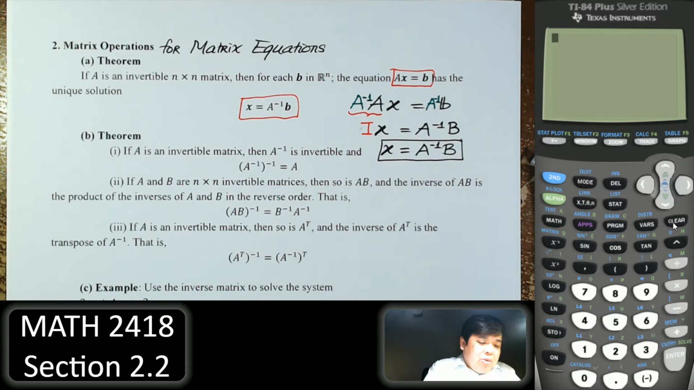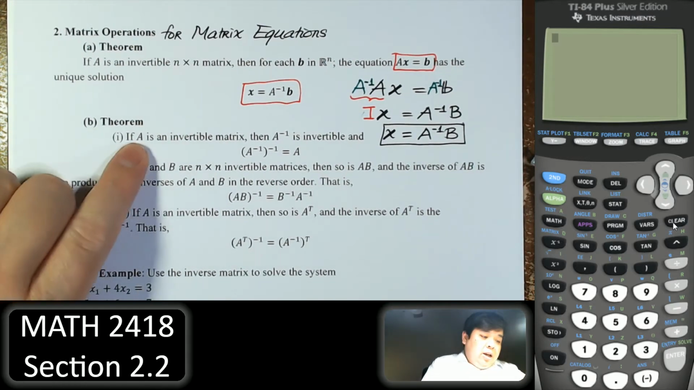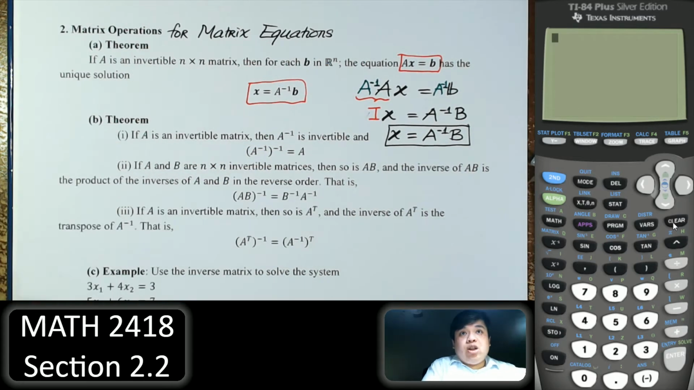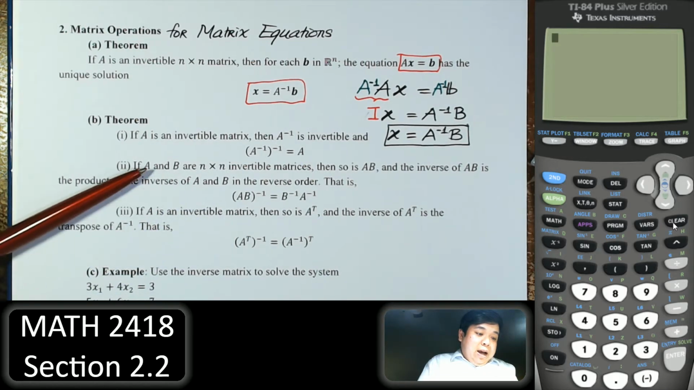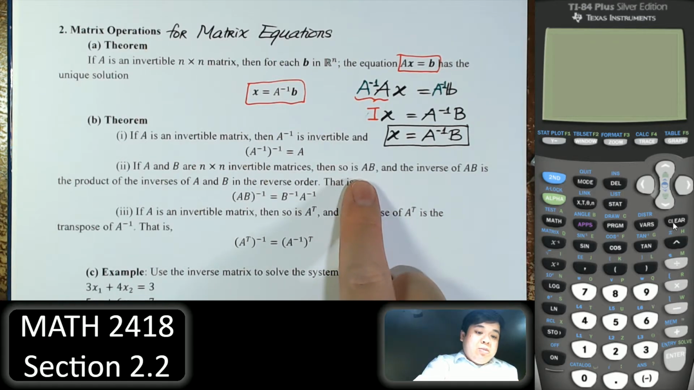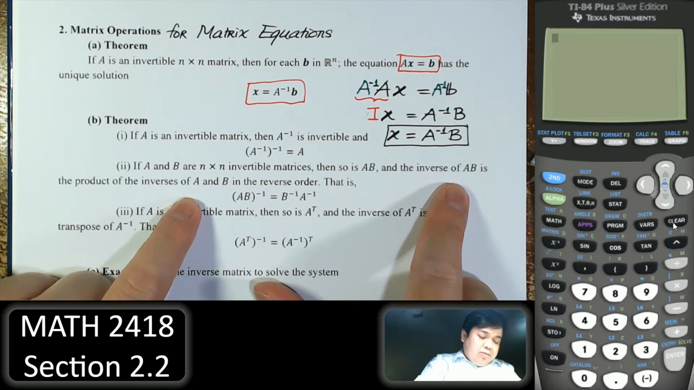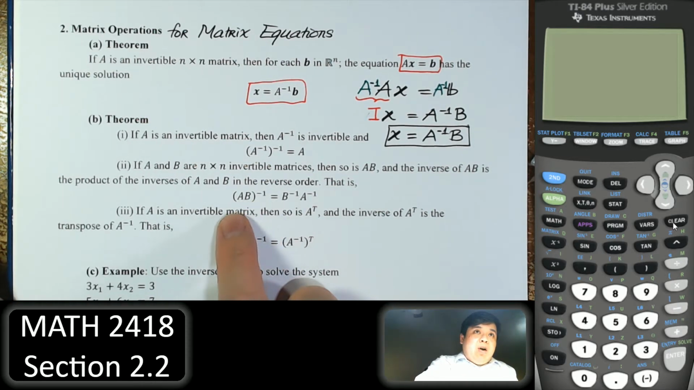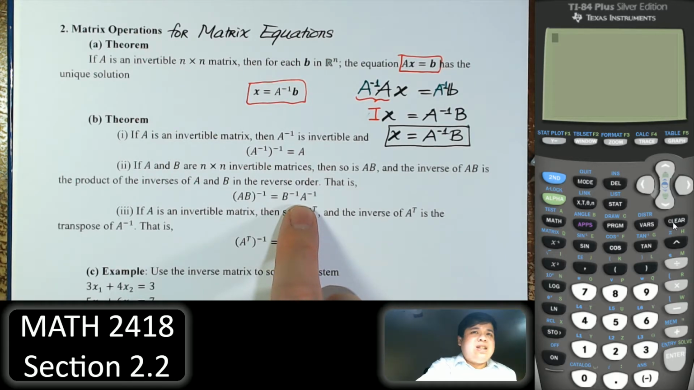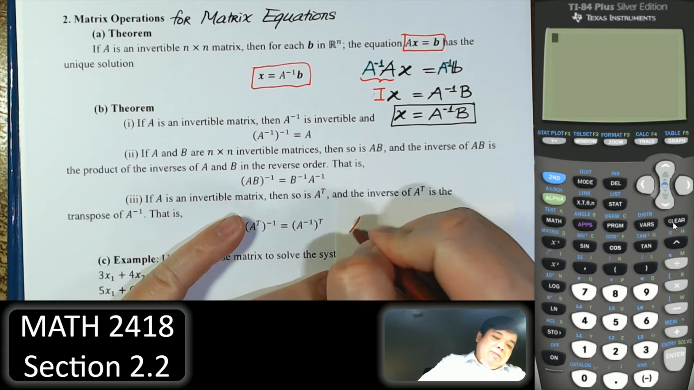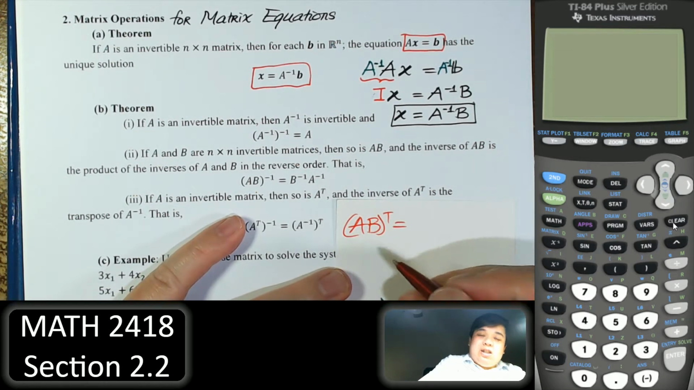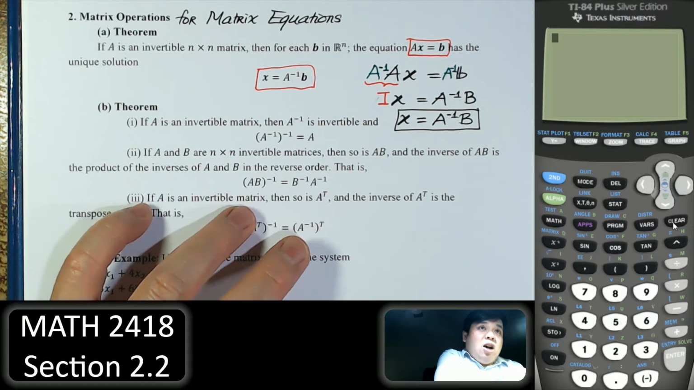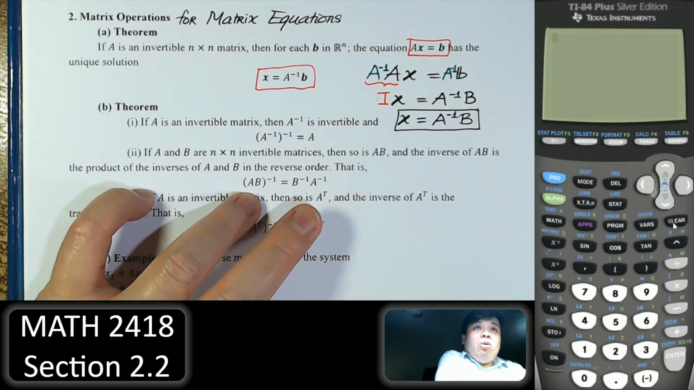Simple enough. Before we go to this example, let's go over some properties of the inverse. If A is an invertible matrix, then A inverse is also invertible, and the inverse of the inverse gets us back to the matrix. If A and B are invertible matrices, then so is A times B, and the inverse of A times B is the product of the inverses of A and B in the reverse order. That sounds familiar, right? Remember, the transpose of the product is the product of the transposes but in the reverse order. Same thing for the inverse.